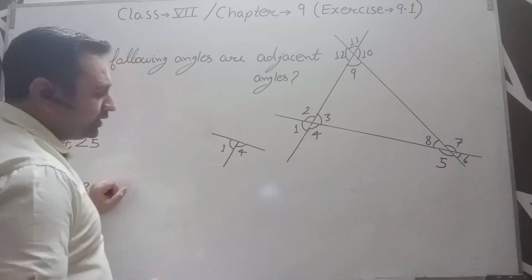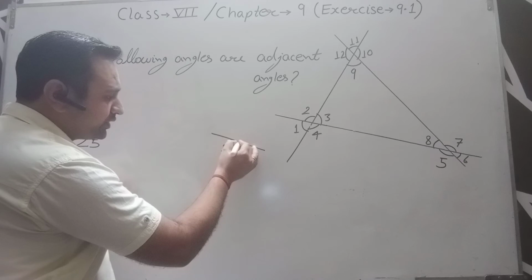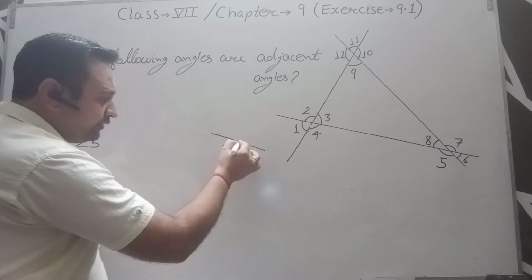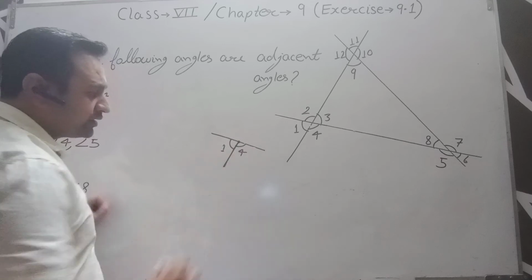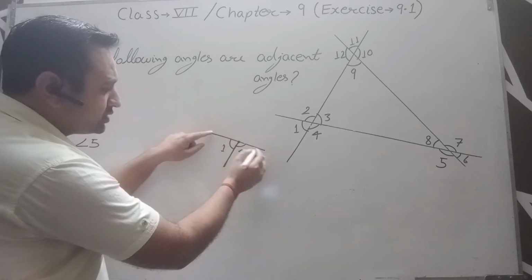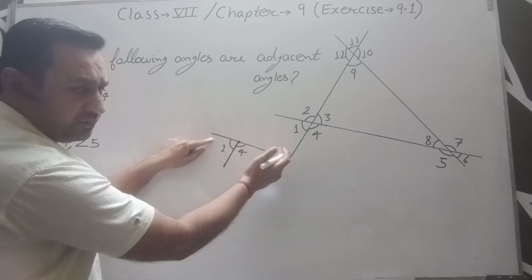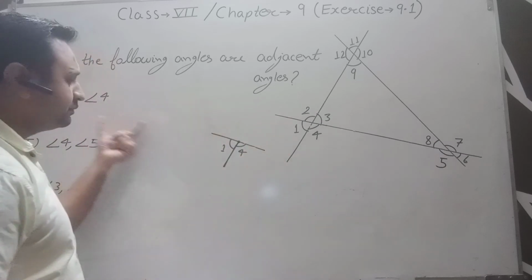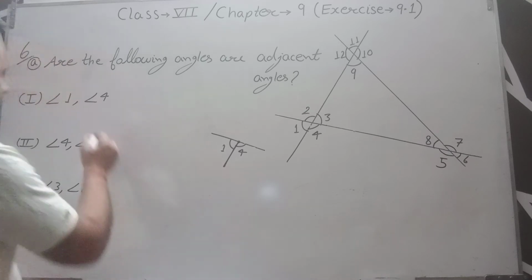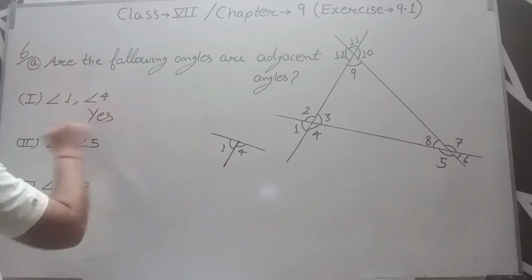So these angles have a common vertex. First condition is complete. Both have one common arm. Second condition also complete, and their non-common arms are opposite to the common arm. So these angles complete the 3 conditions of adjacent angles. So it is a pair of adjacent angles.